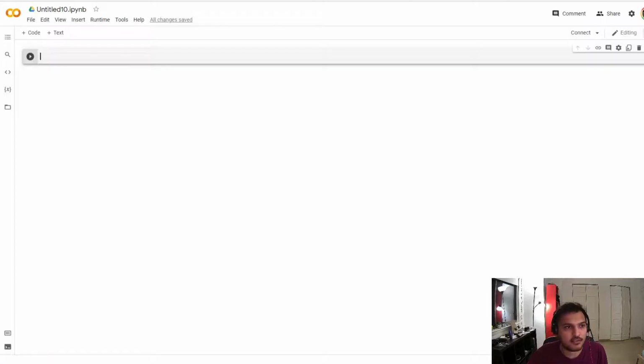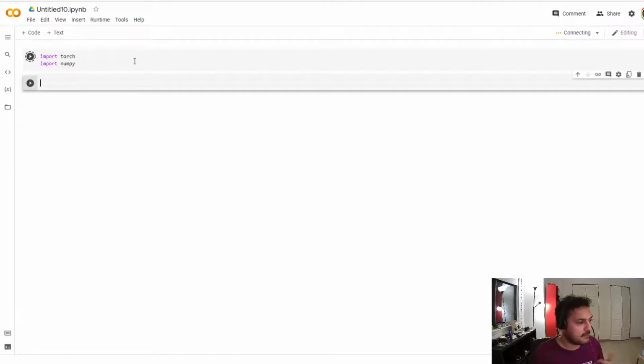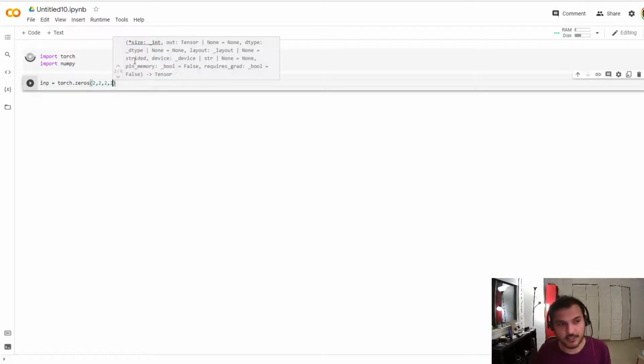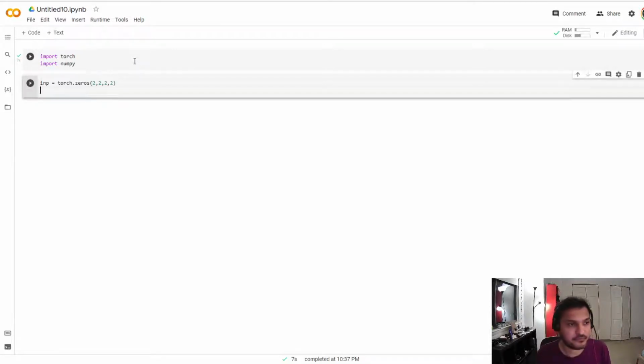Okay, so let's jump into it. Let me import torch. Let me import NumPy. Let me see if you can see. All right, good. Now let me create a dummy input, and I will create an input of very specific values so that it's easy for us to handle. You see, I'm creating a tensor of dimension 2, 2, 2, 2. So N is 2, C is 2, W is 2, H is 2.